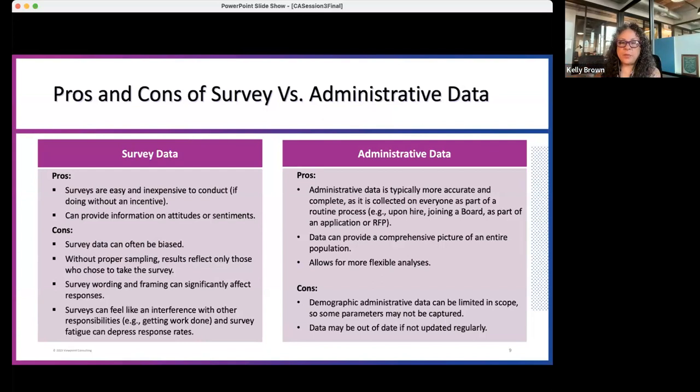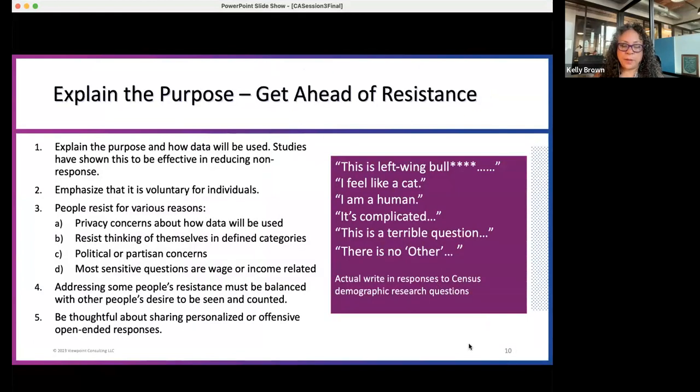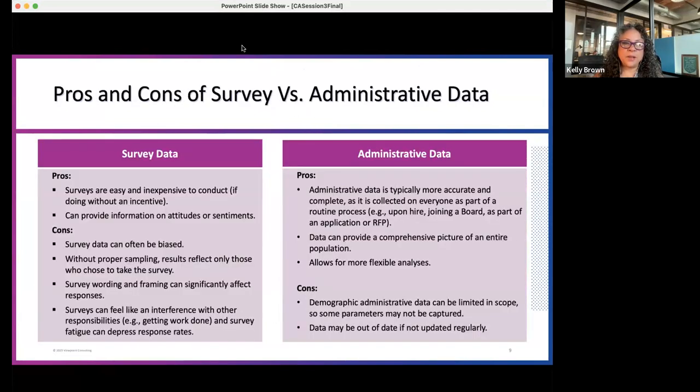Administrative data, on the other hand, is more accurate and complete because it's collected from everyone as part of a routine process. So again, upon hiring or joining a board, people get this kind of data and can attach it to an individual. So it's a little bit more complete, and it allows for flexible analysis so that you can use this data to ask different kinds of questions, and also to analyze this data over time.